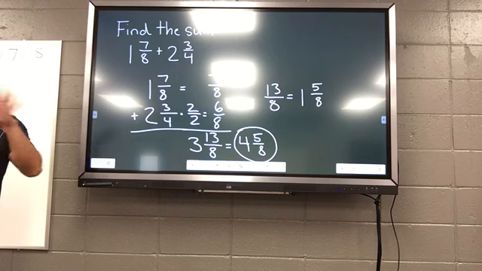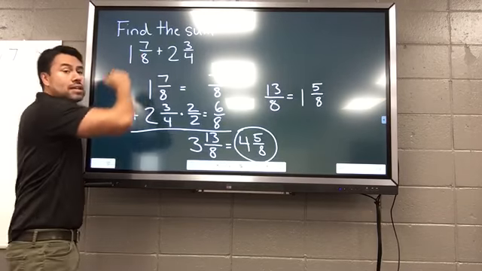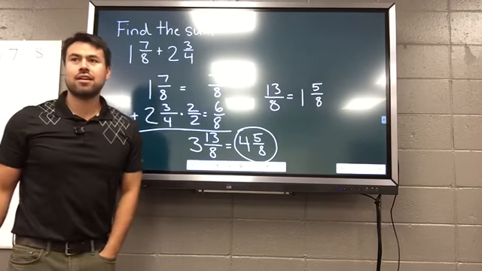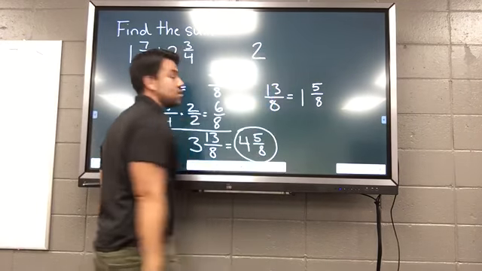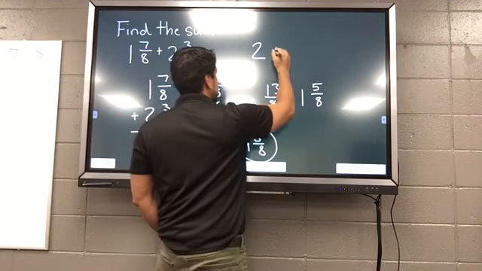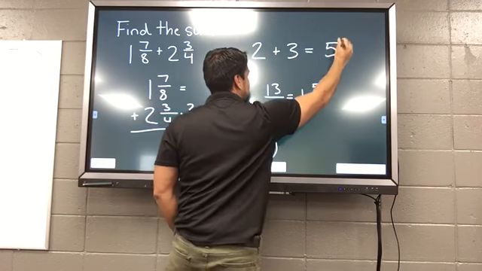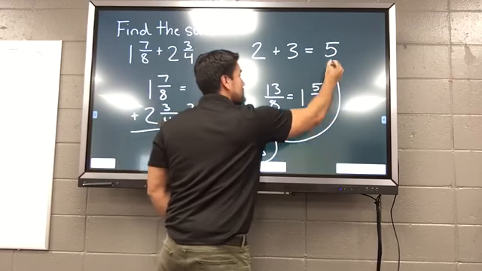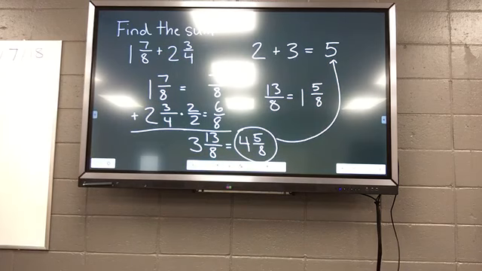Okay, but is it accurate? Does it make sense? Maybe all this process looked really good, but doesn't make sense. What's 1 and 7/8 rounded? 2. Yep, Will? 2. What is 2 and 3/4 rounded? Jack? 3. All right, what's 2 plus 3? Oh, look at this. What do you guys think? Accurate. It's very accurate. It's 3/8 off, so it's very close. Not even 1 off.